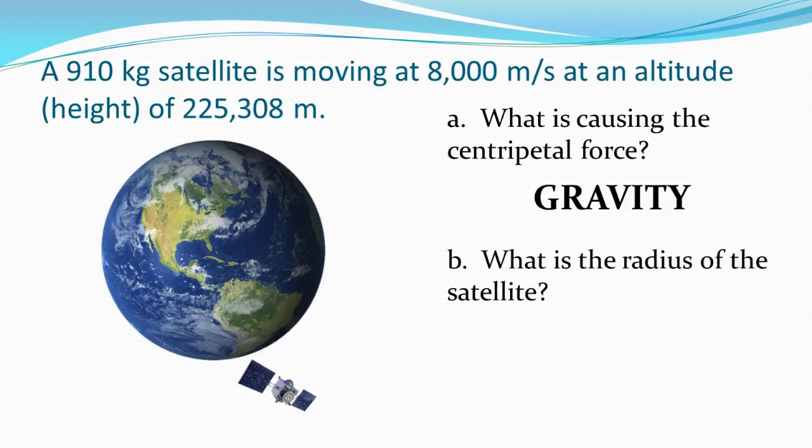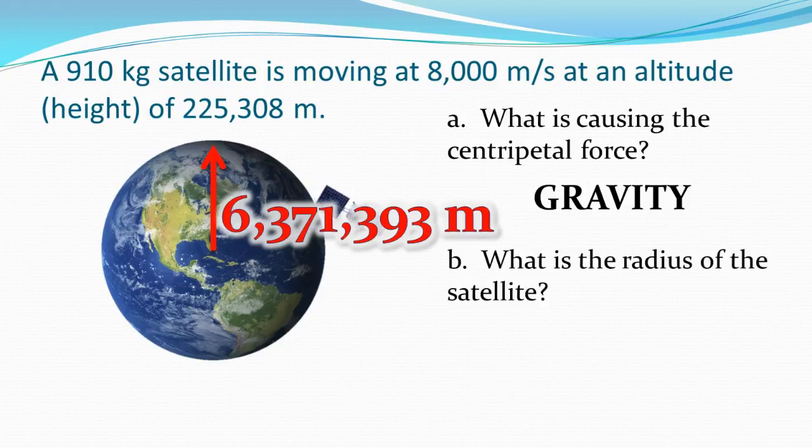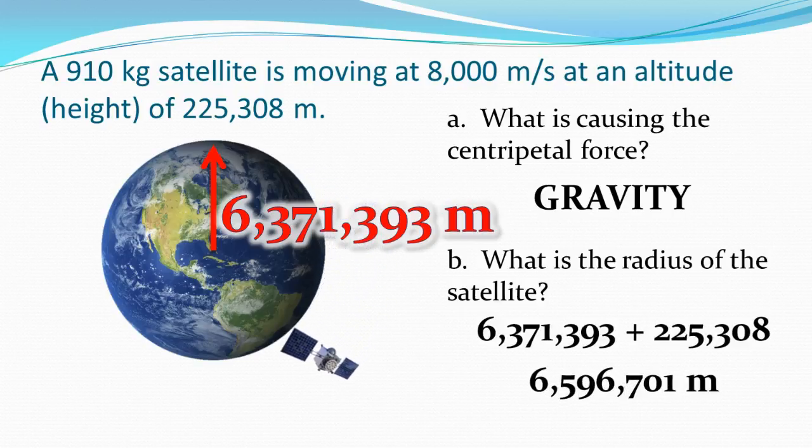What is the radius of this satellite? In this case, we know that the satellite is 225,308 meters off of the Earth's surface. The Earth itself has a radius of 6,371,393 meters. So the full circular path has to be the altitude or height of the satellite off the Earth and the radius of the Earth itself. So we add those together, we get a nice big radius to work with.